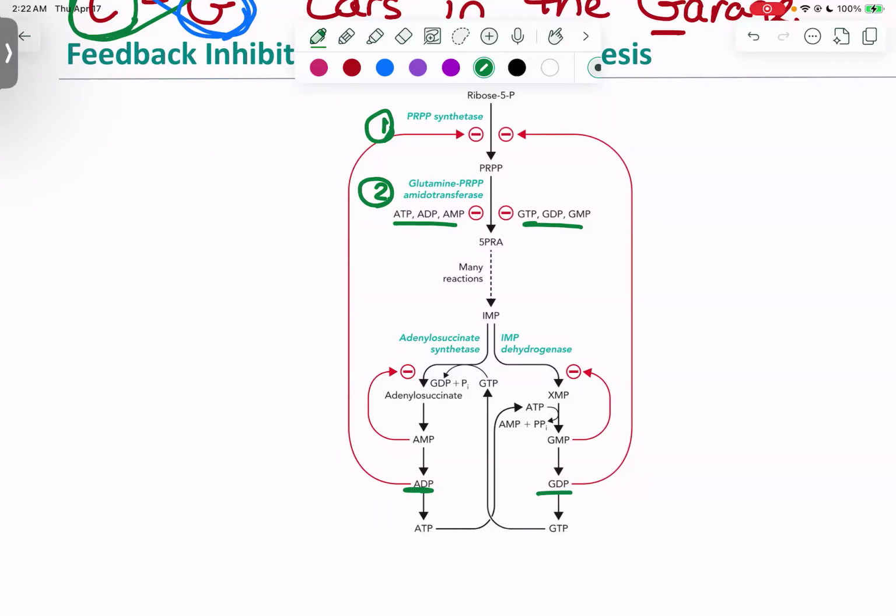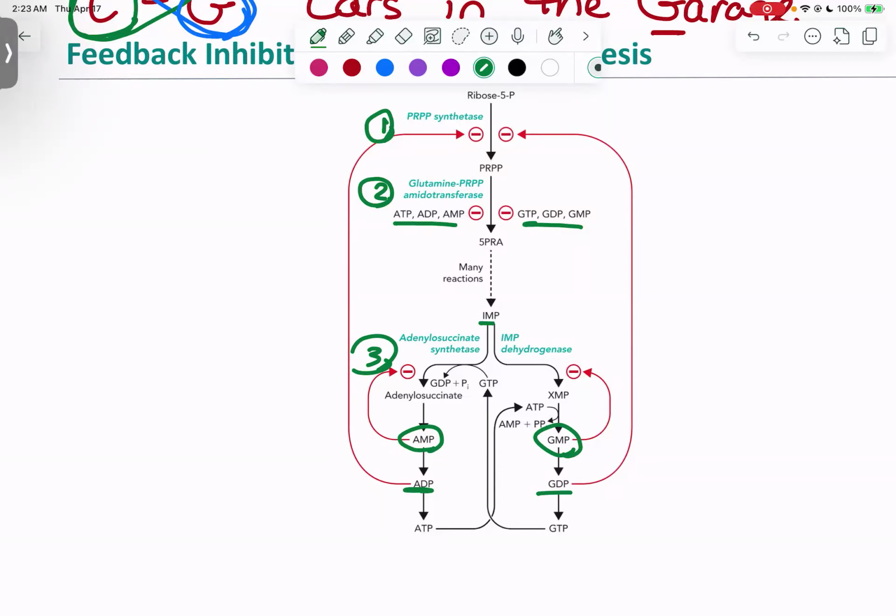It's very effective. And then the very last step where we have a good amount of regulation is where we have our fork in the pathway. This is another fork in the pathway, right? Where we're looking at IMP going to either AMP or GMP. And so our AMP and our GMP molecules will come up and they will inhibit that conversion of the IMP to whichever nucleotide we're talking about.